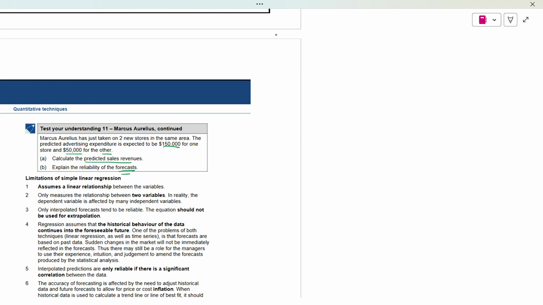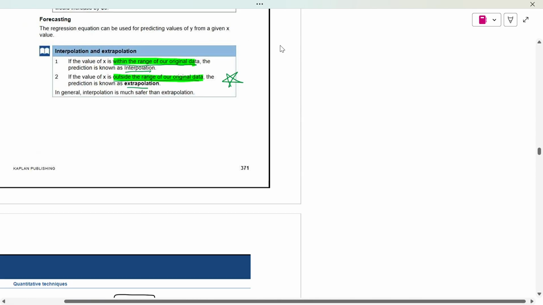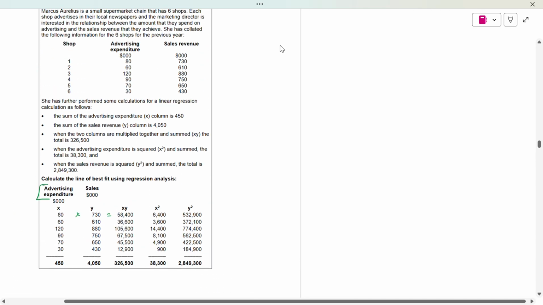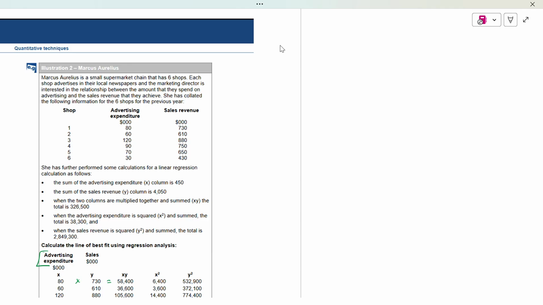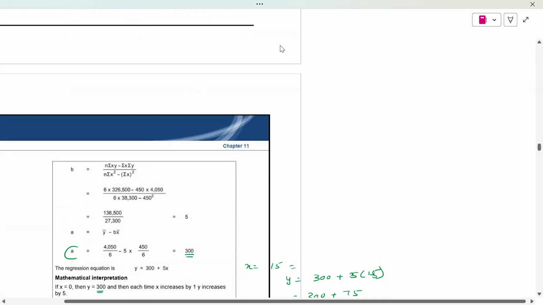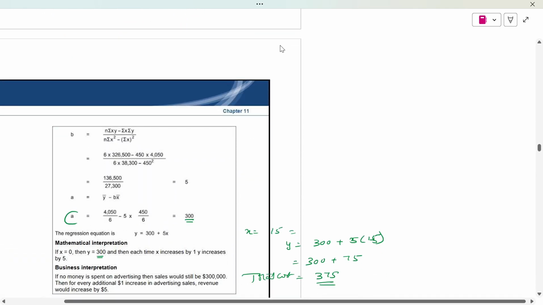What is the predicted sales revenue? Where have they given this question? Check. This is the continued question, Marcus Aurelius. Is this the one they are talking about, the same thing? Yes. One minute. How much is the fixed cost here?